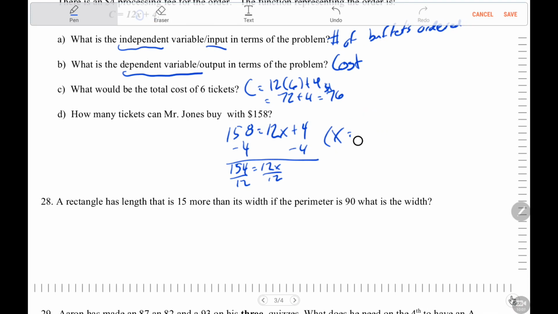So I take this back. 154 divided by 12 is actually 12.8-ish, which means he doesn't have enough money for 13, so he can only buy 12.